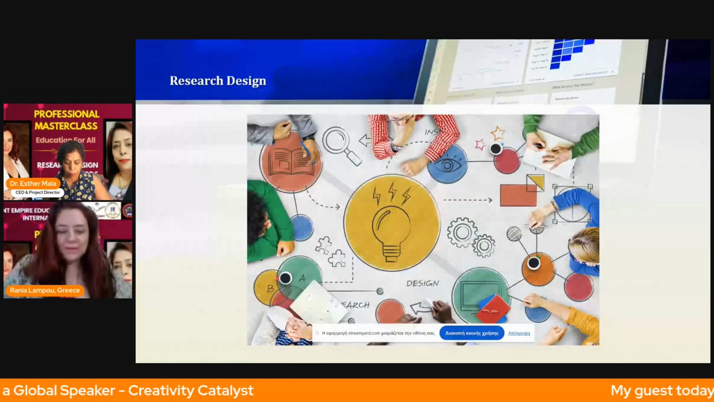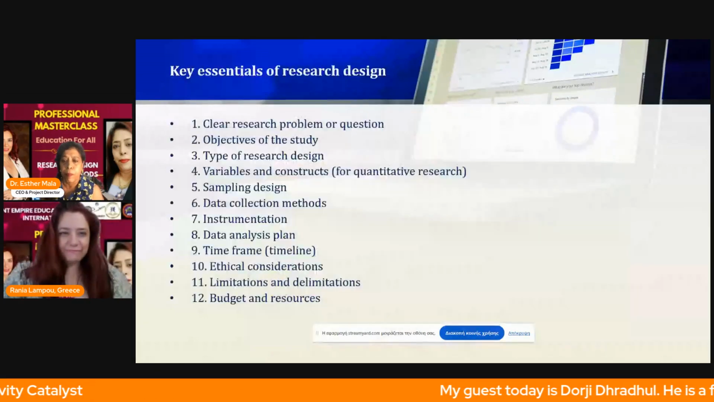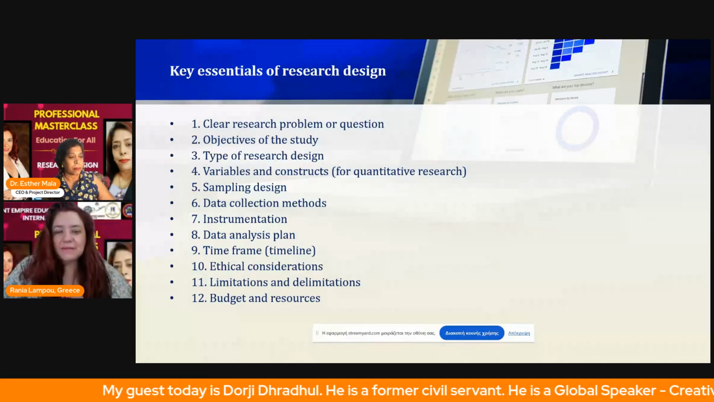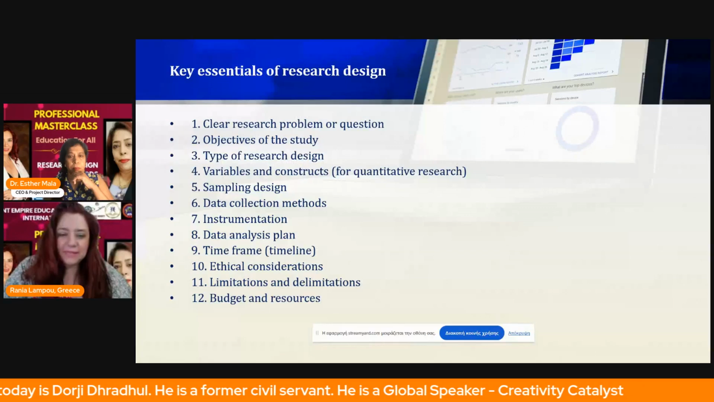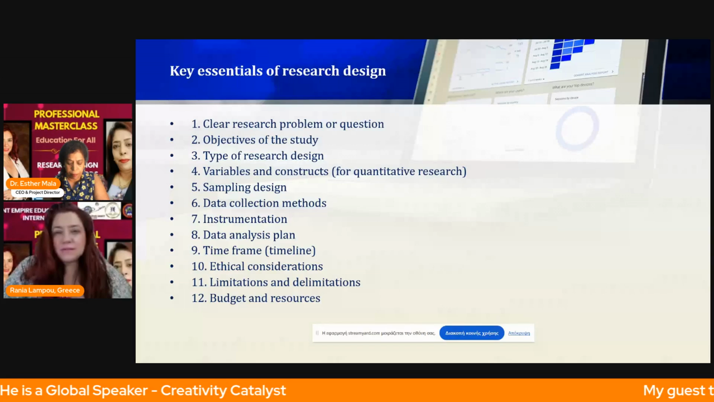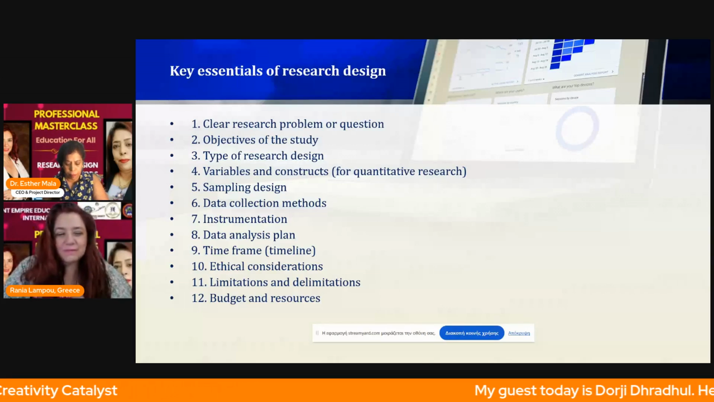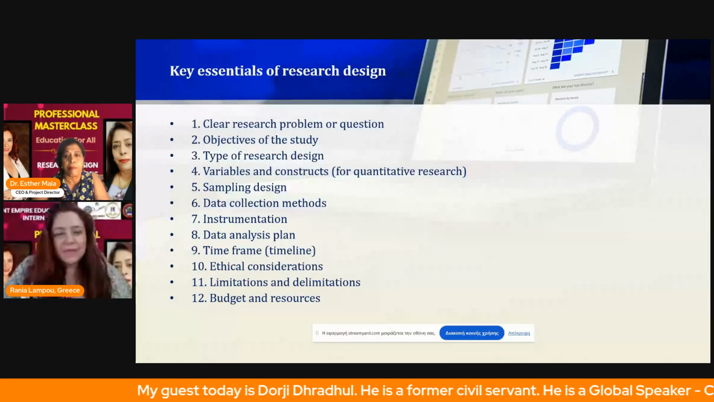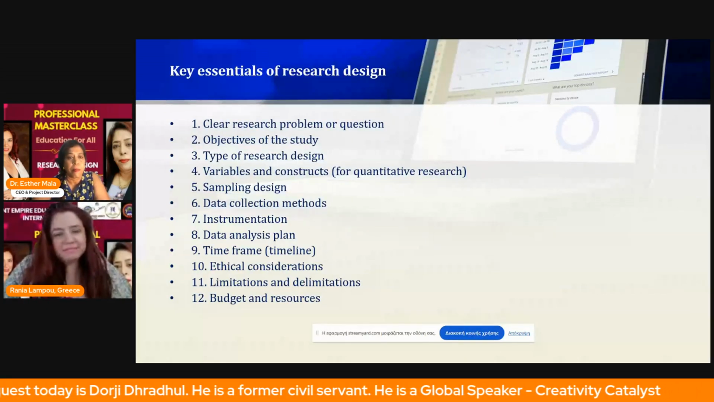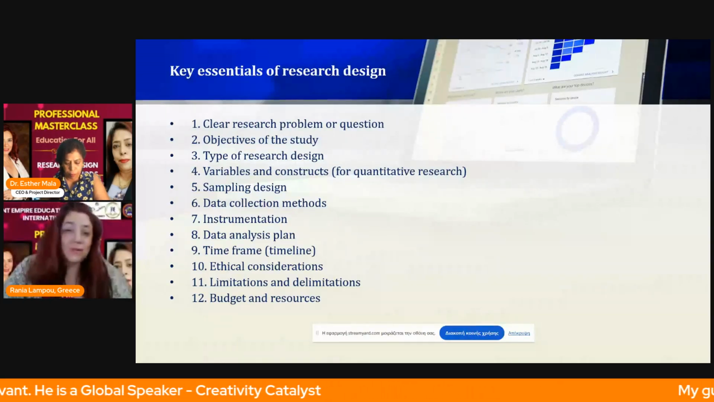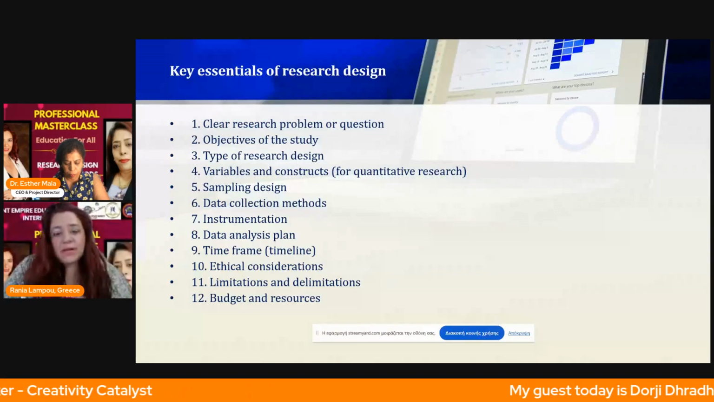So when we talk about research design, it includes all the foundational elements that guide the planning, the structuring, and execution of a research study. A well-structured research design ensures that the study addresses the research questions effectively and produces valid, reliable, and generalizable results. So, some key essentials of research design. First, you need to ask yourself, what are you trying to find out? So a specific, well-defined and researchable question or hypothesis is essential.